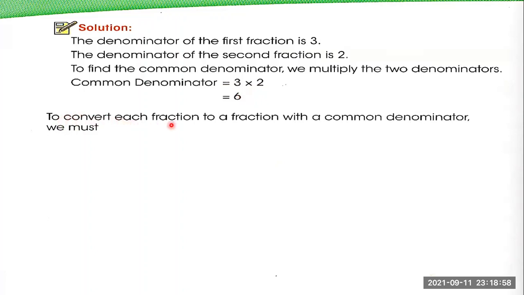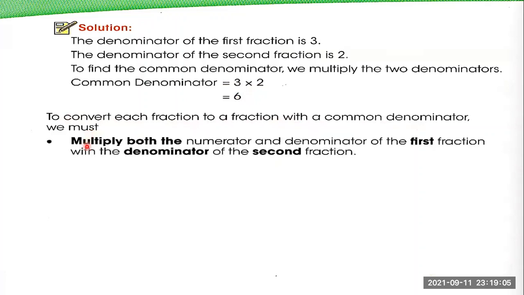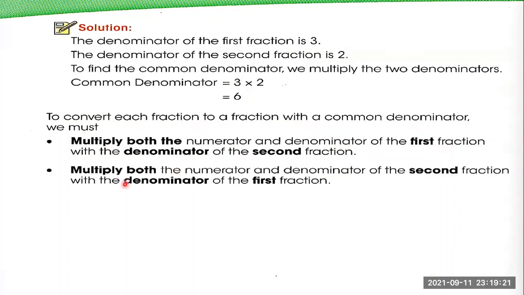To convert each fraction to a fraction with a common denominator, first, multiply both the numerator and the denominator of the first fraction with the denominator of the second fraction. Now, multiply both the numerator and the denominator of the second fraction with the denominator of the first fraction.